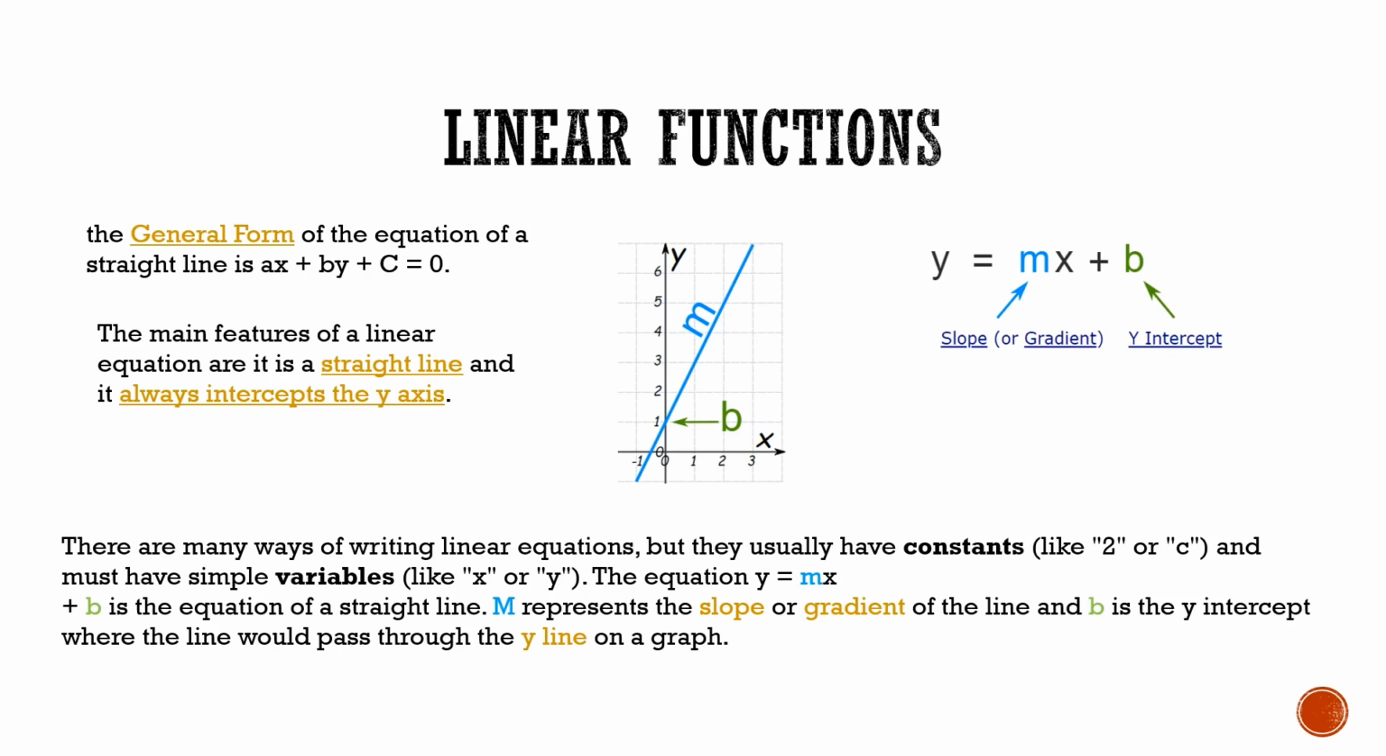The main features of a linear equation are it is a straight line and it always intercepts the y-axis. There are many ways of writing linear equations, but they usually have constants like 2 or c and must have simple variables like x or y.